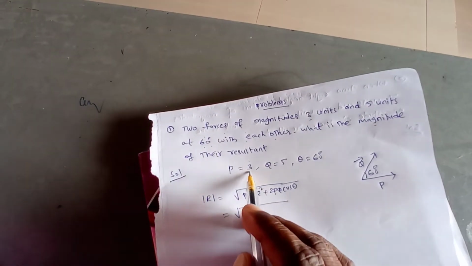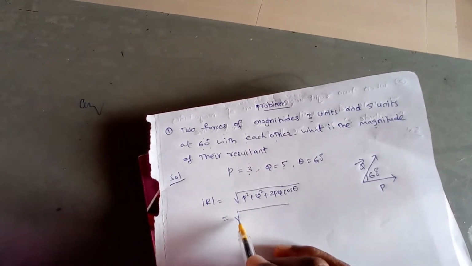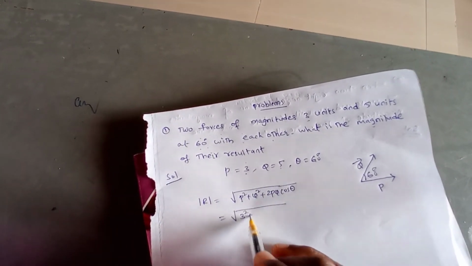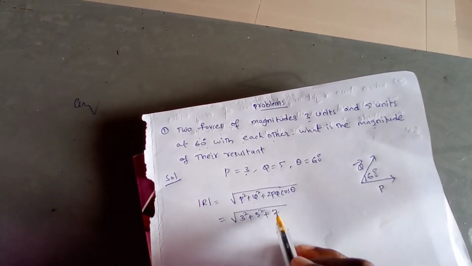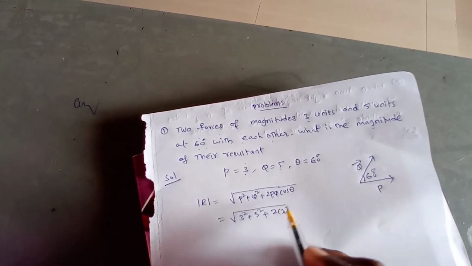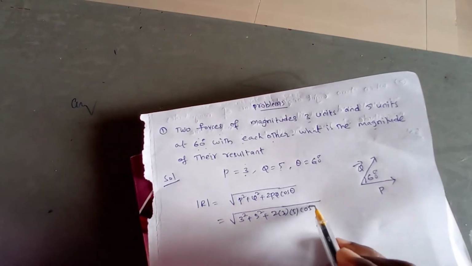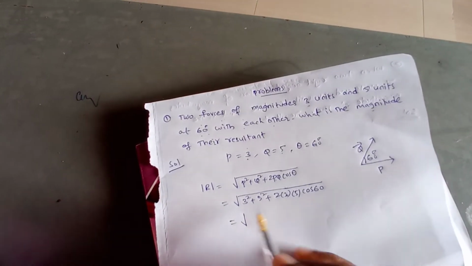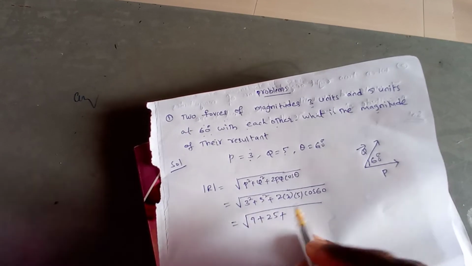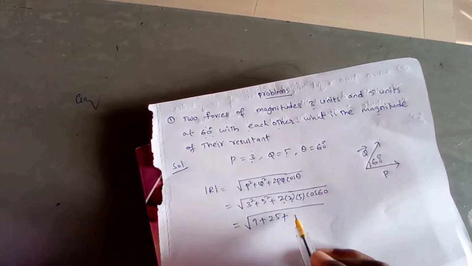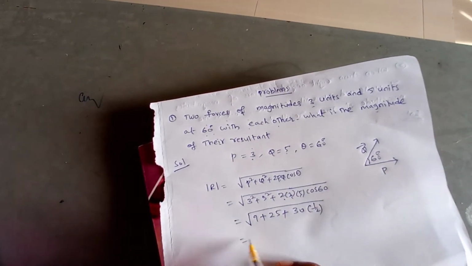Okay, what is P? 3. What is Q? 5. What is theta? 60 degrees. Substitute these values in this equation. Under root of P square means 3 square. What is Q square? 5 square plus 2 into P means 3, what is Q? 5. Cos theta means cos 60. Next, under root of 3 square means 9, 5 square means 25, plus 2 into 3, 6, 6 into 5, 30, cos 60. What is the value of cos 60? That is 1 by 2.